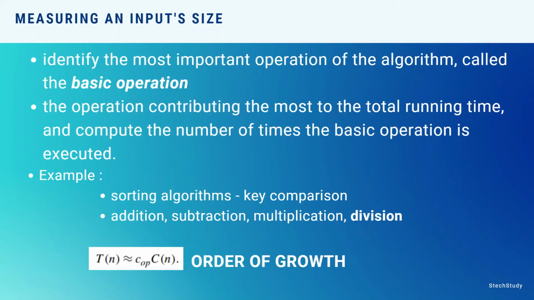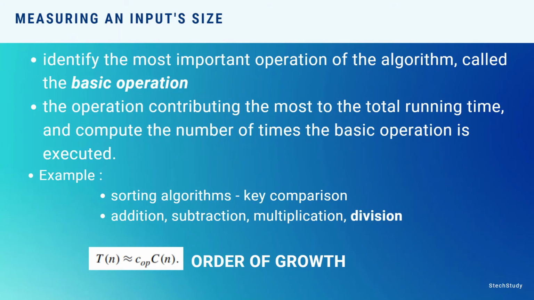Next, measuring an input size. We saw in the previous topic that n is the measuring unit, so what size of n do we consider as the input size of an algorithm? This depends on the number of important operations in an algorithm. This important operation is called the basic operation of an algorithm. So measuring input size is done by identifying the most important operation of an algorithm and then counting the number of times the basic operation is executed.